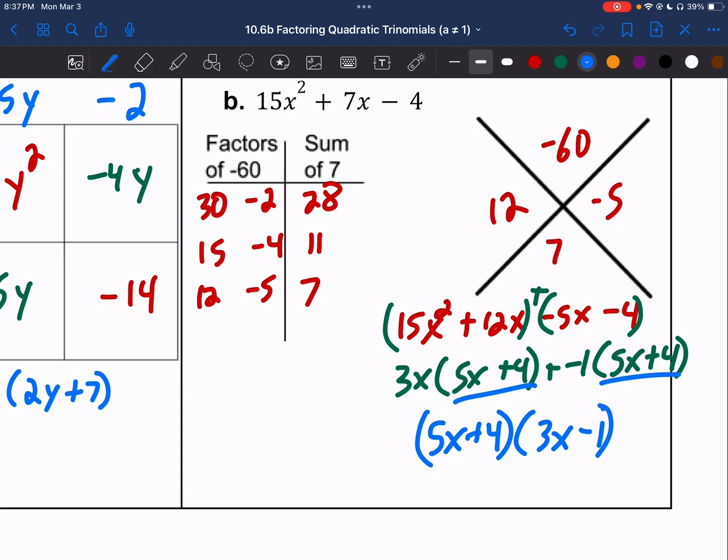Now you might be asking yourself, what if I switched the negative 5x and the 12x? Okay, well then I would be taking out 5x in the first term, and I'd be taking out a positive 4 in my second term. We're still getting 5x plus 4 and 3x minus 1 as my two factors anyways. Doesn't matter, it's not going to change things.